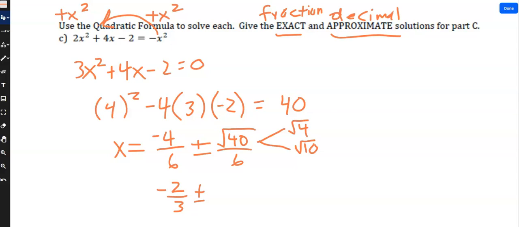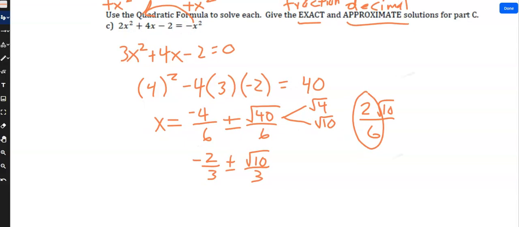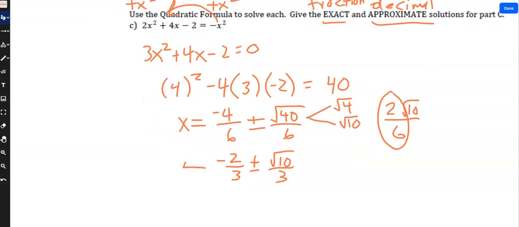So that really would be 2 radical 10 over 6, but I see I can reduce the parts on the outside, so I'm going to make that radical 10 over 3. Okay? Now, another way to write that, which you will see a lot of math teachers do, is this, when you're adding things together that have the same denominator.